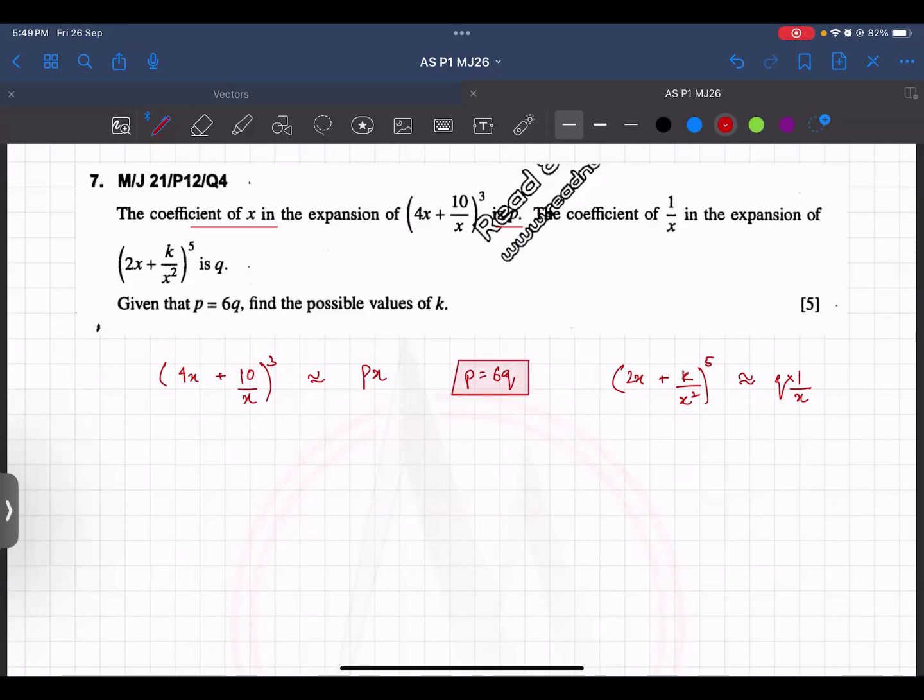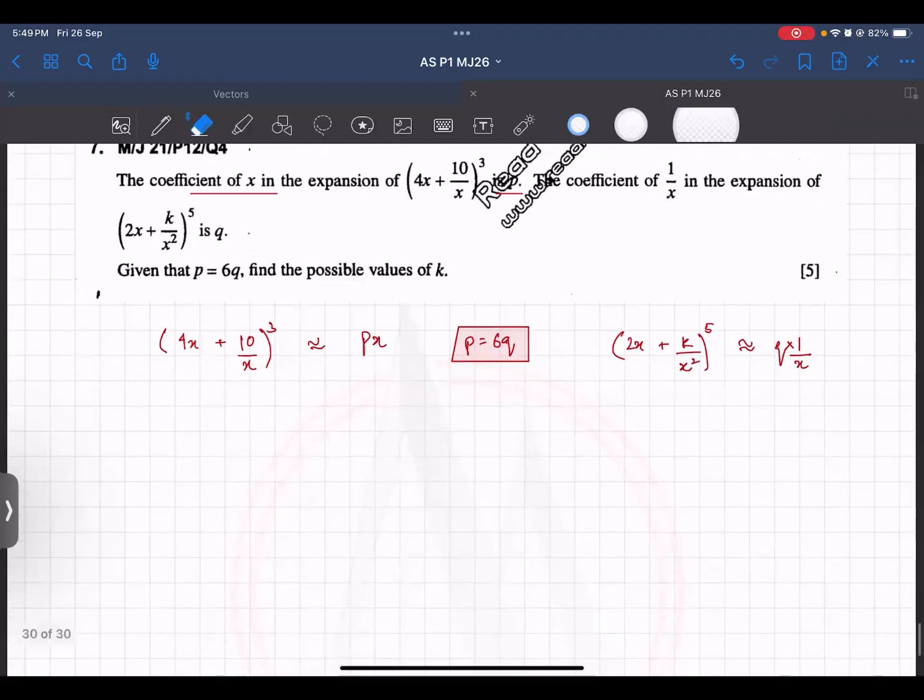First of all, we will have to find the coefficient of x in the first bracket, this one. And then over here, we will find the coefficient of 1 upon x. That will be your q. And the values of p and q that you get from the bracket, you will substitute over here in this formula and get the value of the unknown, the k.